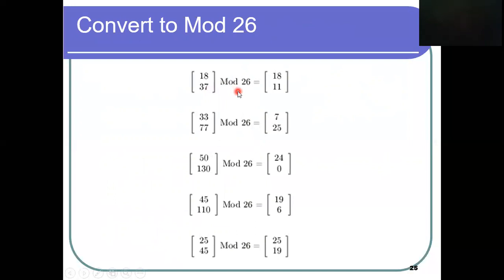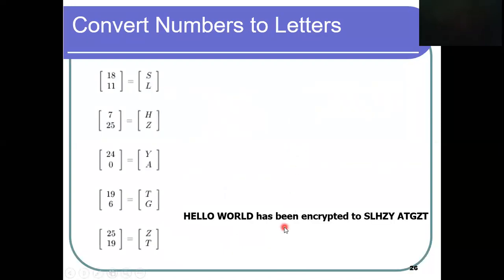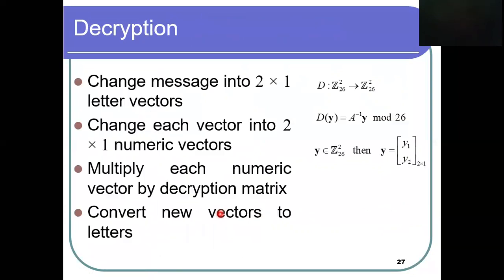Then I apply mod. If the element is greater than 26, then I write its remainder. In that case, look over here. These are my corresponding encrypted messages. 18 is mapped to S, 11 is mapped to L. In that case, hello world is encrypted to SLHCY80GZT. Dear student, if you look over here, the whole message is not easily readable. What does this mean? The actual message is hello world. So we have to decrypt all of this in order to get back our original text.